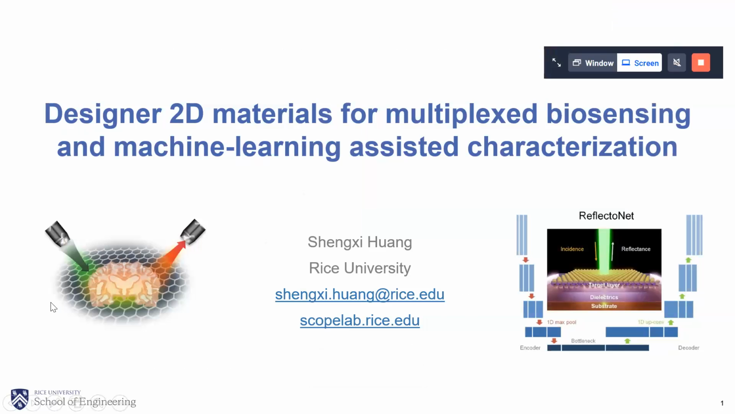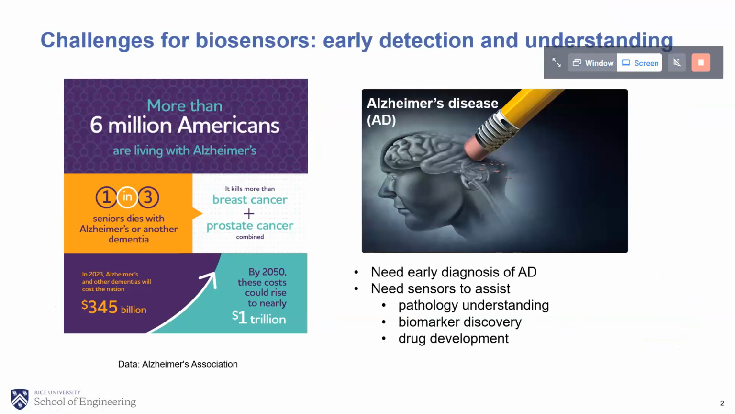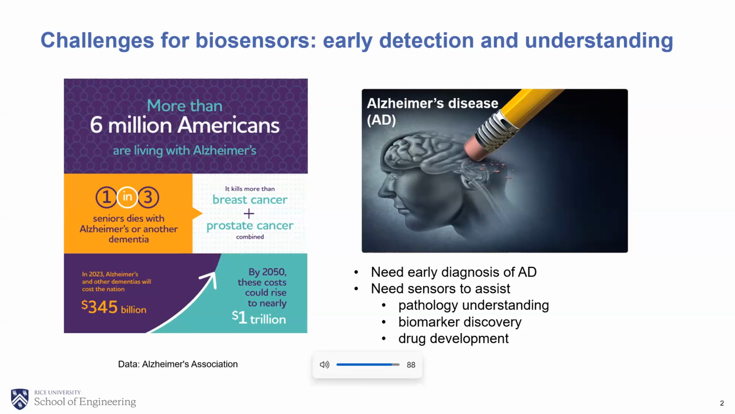So far there are lots of diseases that people do not have a good understanding about. One of the typical examples is Alzheimer's disease, or AD. AD currently affects over 6 million people in the United States, and in the world, this number is over 50 million. It kills more than breast cancer and prostate cancer combined. Just in 2023, AD cost over $340 billion a year in the United States. And if the trend of AD does not stop, by 2050, the cost of AD would rise to the astounding $1 trillion a year.